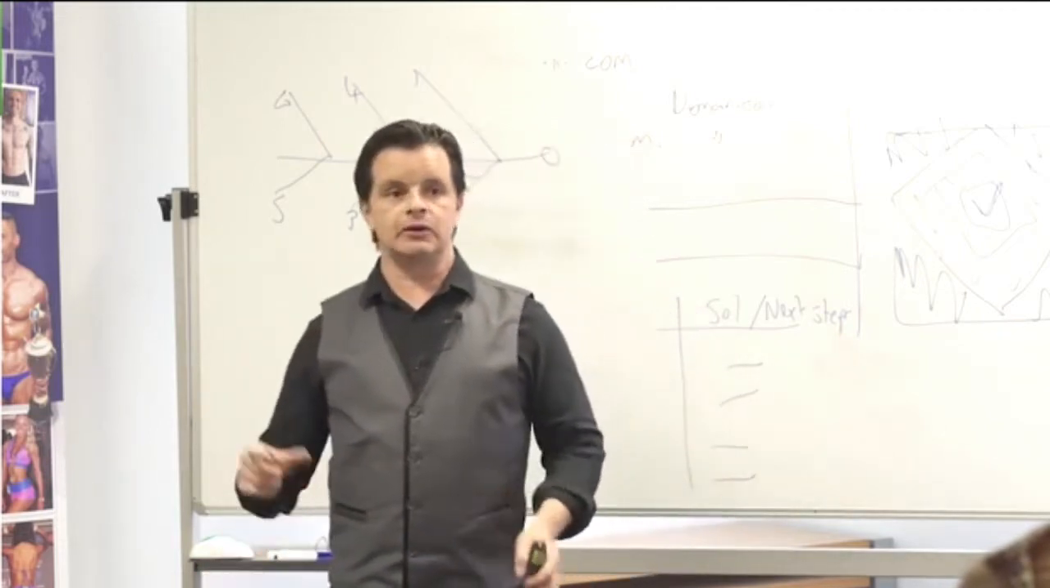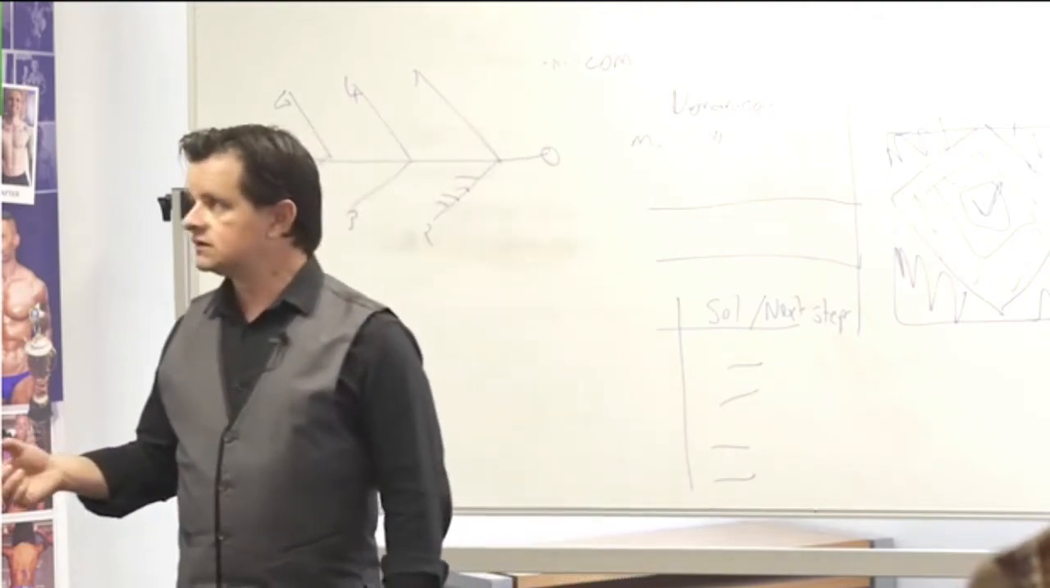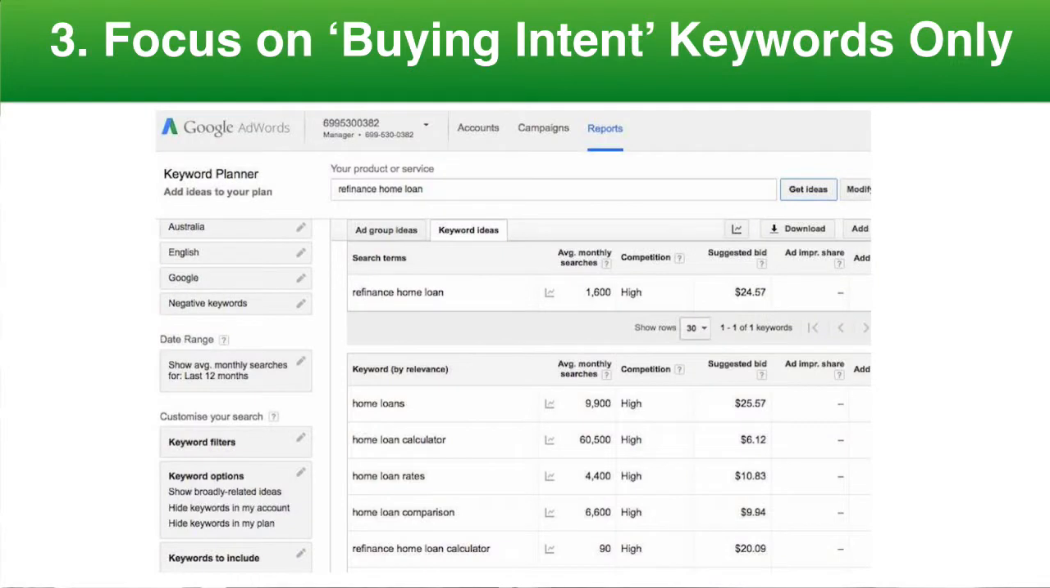Okay, so focus on buying intent search terms only. So keywords mean search terms. So here, this is that Google Keyword Planner tool. You type into it your main search term and then it spits out a whole bunch of other search terms, keywords that it thinks are relevant.